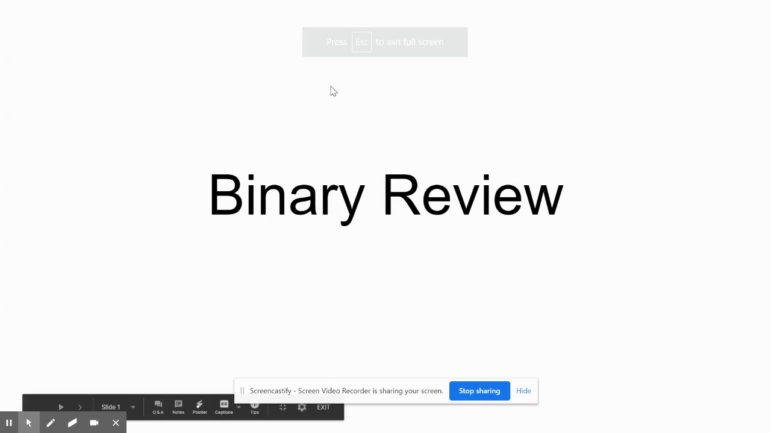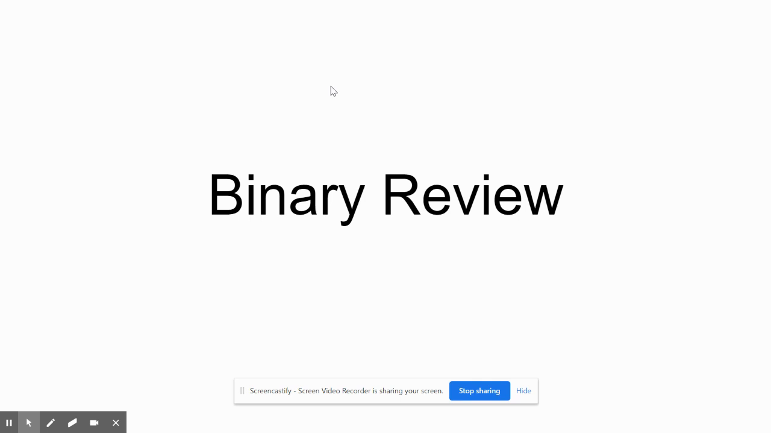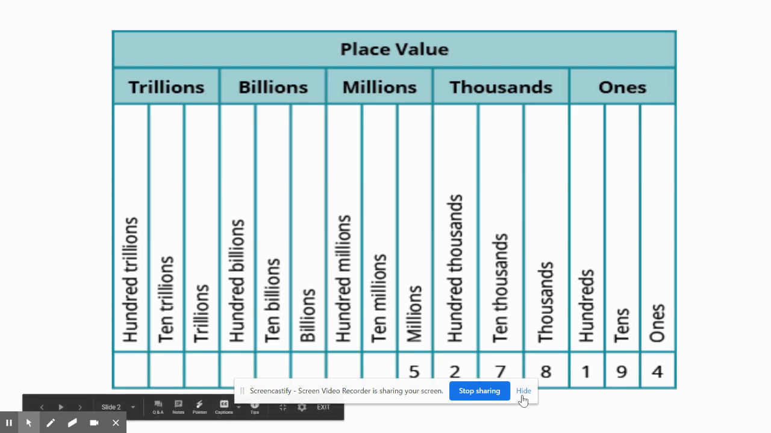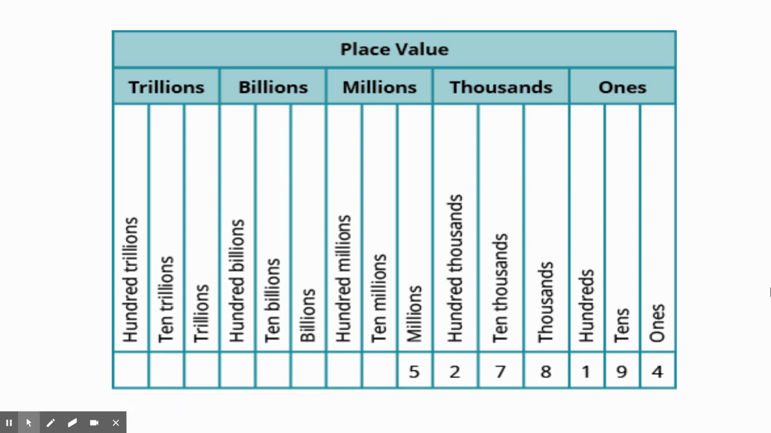Okay, so this is just a quick review on binary, especially if you missed this past week or if you're unsure on how to complete the alphabet learning assignment. So the normal system that we use is called decimal or denary system. So we're used to place values.